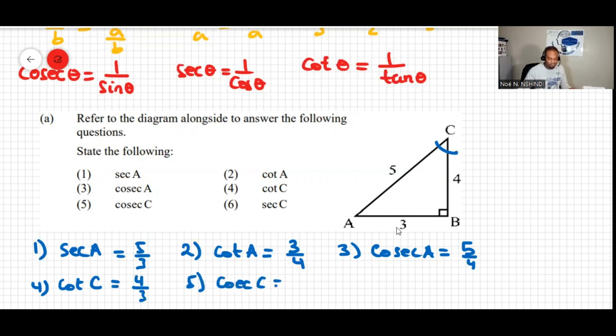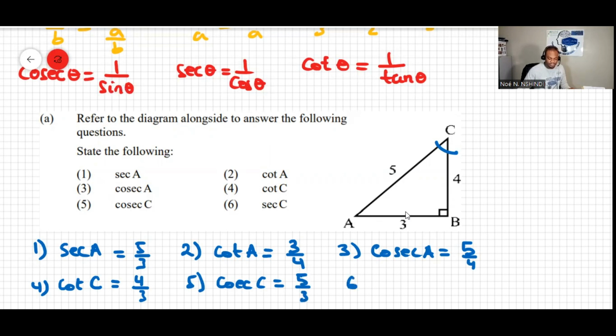And then 5, what we have, cosec of C. Cosec is the reciprocal of sine. Sine is opposite over hypotenuse, so opposite is 3 over hypotenuse. But now we're going to switch that. It's going to be hypotenuse over opposite, so it's going to be 5 over 3.